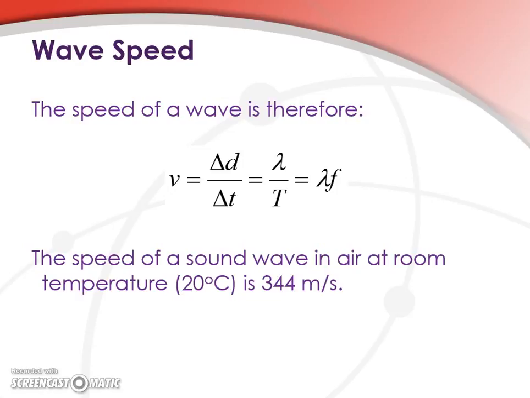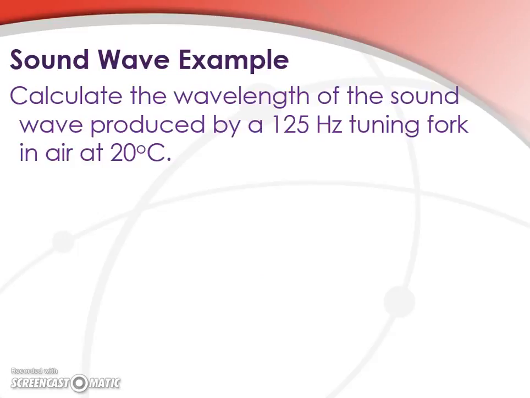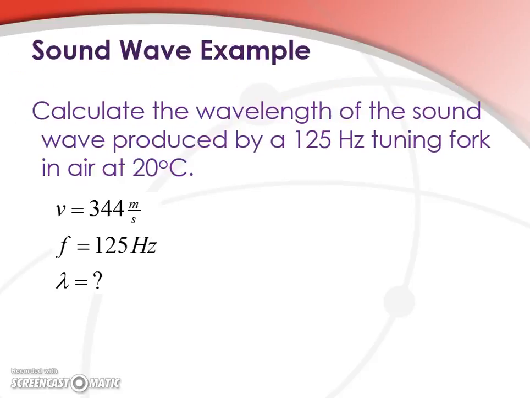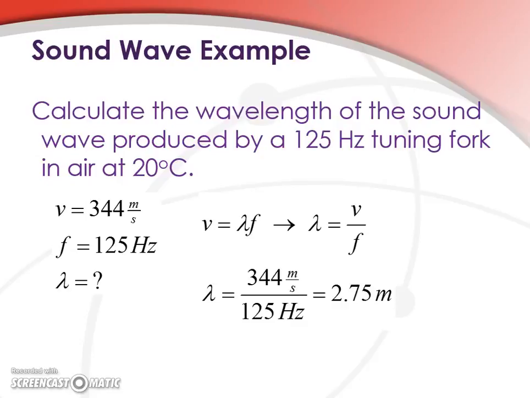We might as well try out a few problems using this. It's been measured that the speed of a sound wave in air at room temperature is 344 meters per second. Once we have that, if we know the frequency, for example using a tuning fork, we can then calculate the wavelength using the velocity and the frequency. And we've done so here. So the wavelength is 344 meters per second divided by 125 inverse seconds, which gives us 2.75 meters.